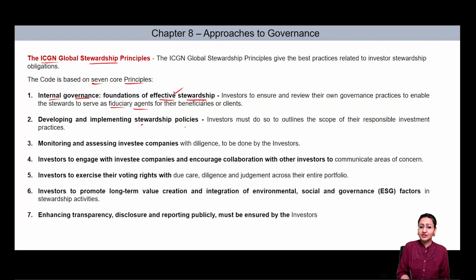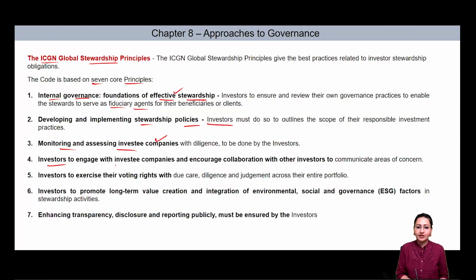Number two, stewardship policies must be developed. That means the investors have to outline what will be the scope of rights and duties for the stewards of the business, means the board of directors. They have to assess and monitor the investee companies, means the investors have to take care of how the investee companies are doing. They have to keep an eye on the companies where their money is invested.